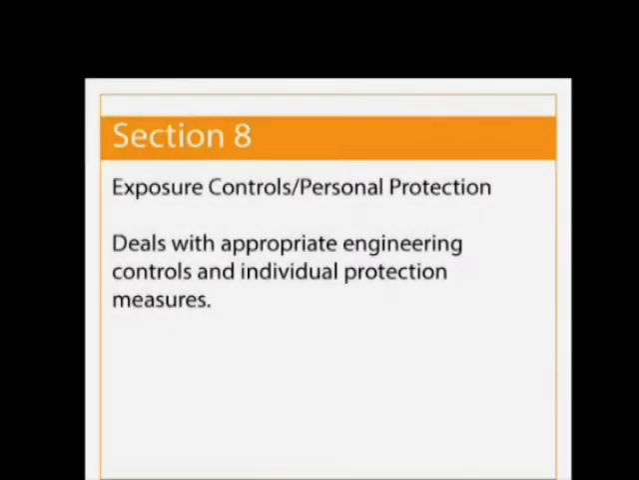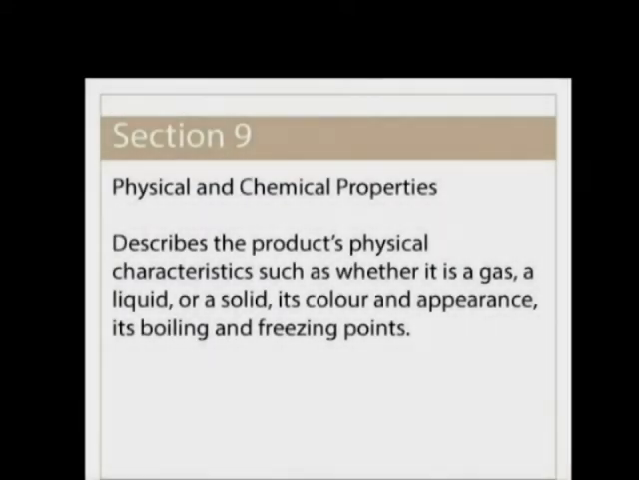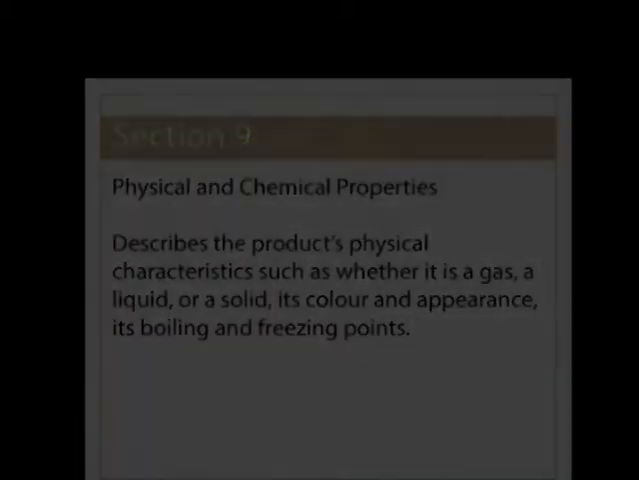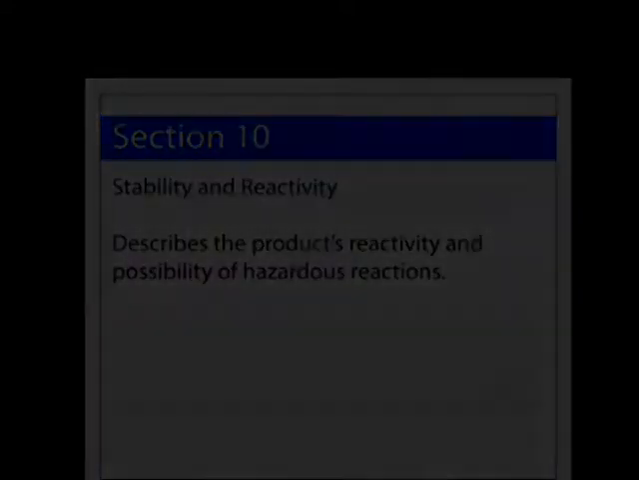Section 8, Exposure Controls and/or Personal Protection, deals with appropriate engineering controls and individual protection measures. Section 9, Physical and Chemical Properties, describes the product's physical characteristics, such as whether it is a gas, a liquid, or a solid, its color and appearance, its boiling and freezing points. Section 10, Stability and Reactivity, describes the product's reactivity and possibility of hazardous reactions.